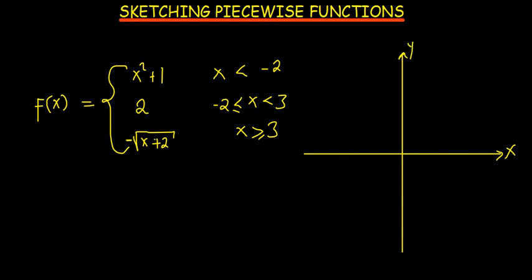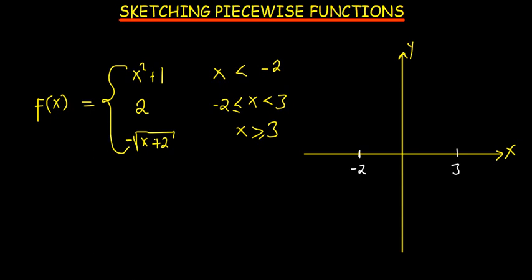So the first thing, again, look at your critical points. Our critical points are negative 2 and 3. Those are the only values that we have as a range. So I'm going to put negative 2 here. I'm going to put a 3 there.